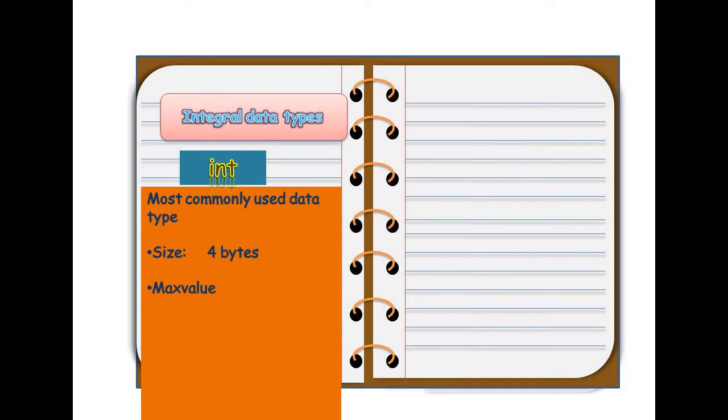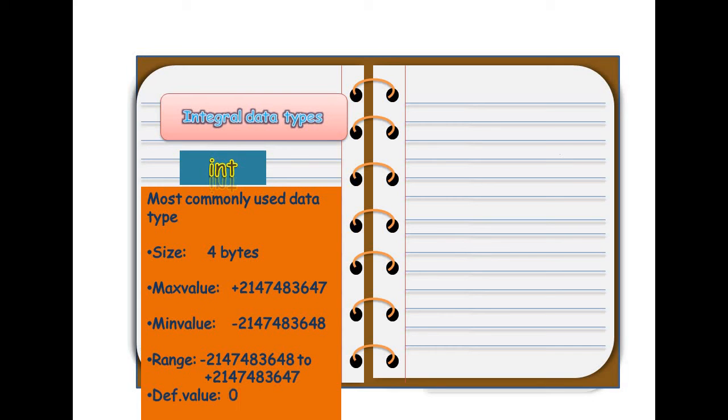The most commonly used data type is the integer data type. The size of the data type is 4 bytes, and the maximum value is 2147483647 and the minimum value is minus 2147483648, and this is the range. If you do not define the integer data type, the default value 0 will be stored.